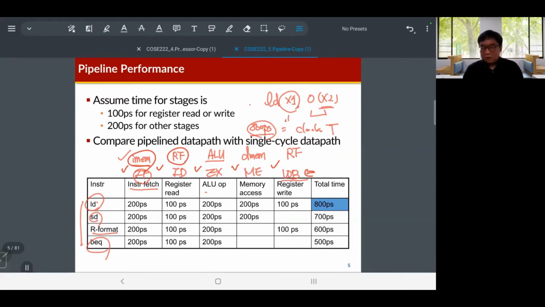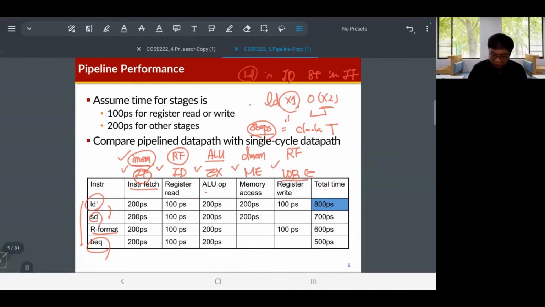Okay. So during this time period, the next instruction, like the store instruction, can access the instruction memory. Okay. So which means that when the load instruction is in the ID stage, then the store instruction, the next instruction, is in the instruction fetch stage. Okay. Then the same approach can be applied to the different instructions.